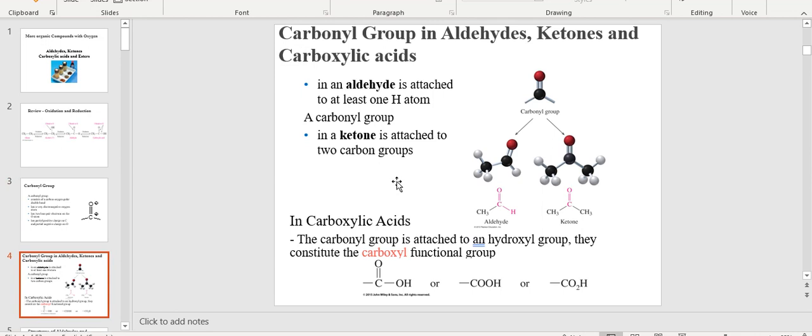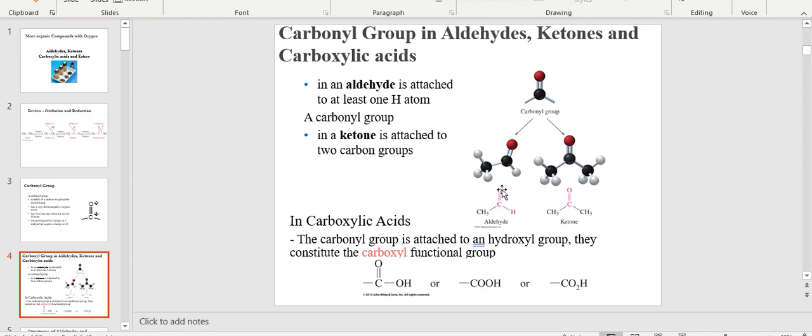What do we got here? Today we're going to be dealing with aldehydes, ketones, carboxylic acids, and we're also going to hit esters a little bit. This carbonyl group is in all of them. A carbonyl group is a C double bonded to an O. Aldehydes and ketones are basically the same banana, but in an aldehyde the carbonyl group is on the end. In a ketone, the carbonyl group is in the middle.